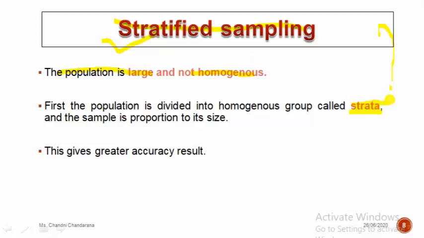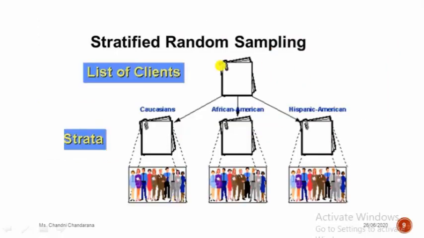And what are strata? The population is divided into homogeneous groups, and these are known as strata. We have to make strata, and the sample is proportional to its size. This gives a greater accuracy result. Now it will be clear by this example. See, this is a stratified random sampling.